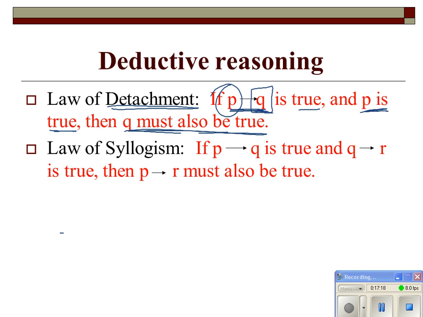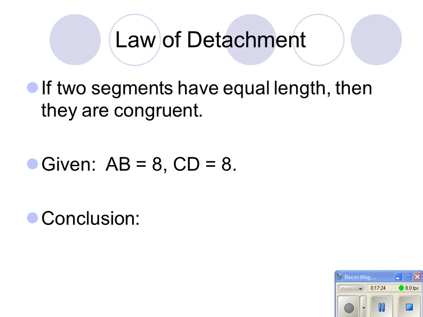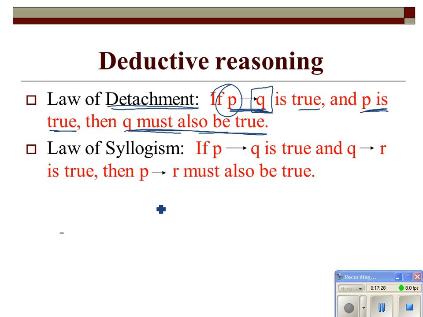Law of syllogism is sort of like this rule in algebra. In algebra, you had this rule: A equals B, and B equals C. Then from that, you could decide that A had to equal C. And that's sort of the same thing as the law of syllogism.